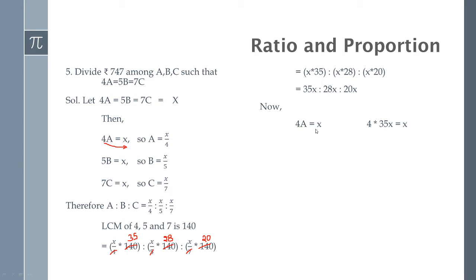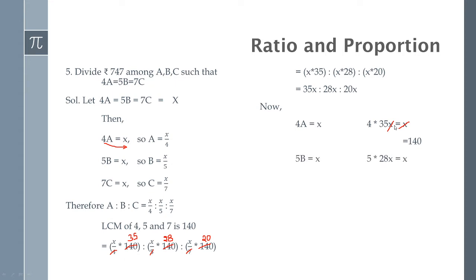So 4A is equal to X, that is nothing but A's value is 35x. Why? Because A is to B is to C is what we found out here. So 4 into A's value, 35x, that is 4 into 35x. The x gets cancelled. How did you get that? That is nothing but 140.